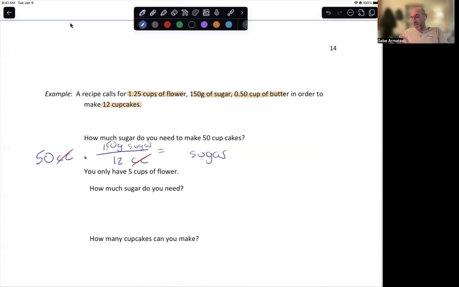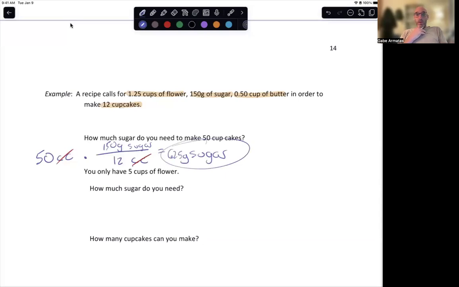And so now I just do the math. The way that you're going to do this math is I'm going to take 50 times 150. We'll multiply the top, enter. So that's taken care of, 50 times 150, and then divide that answer by 12, enter. I'm going to need 625 grams of sugar. There's my answer. So in order to make 50 cupcakes, I need 625 grams of sugar.